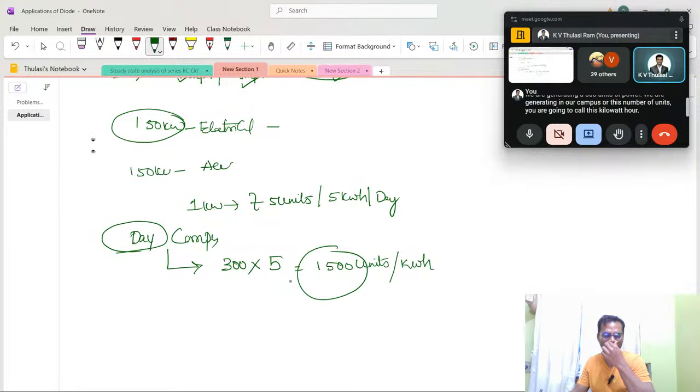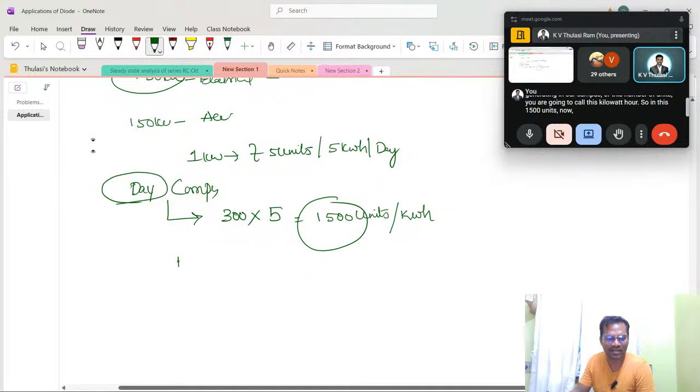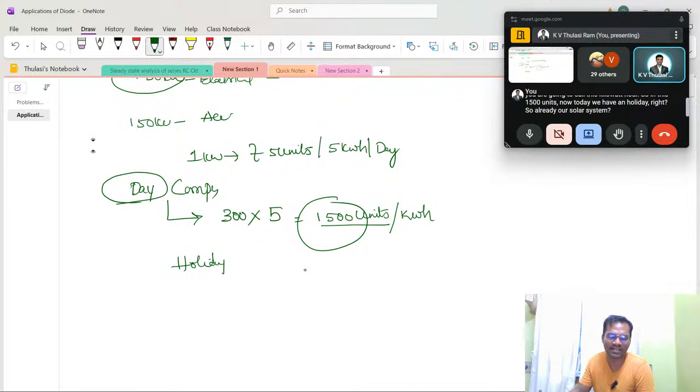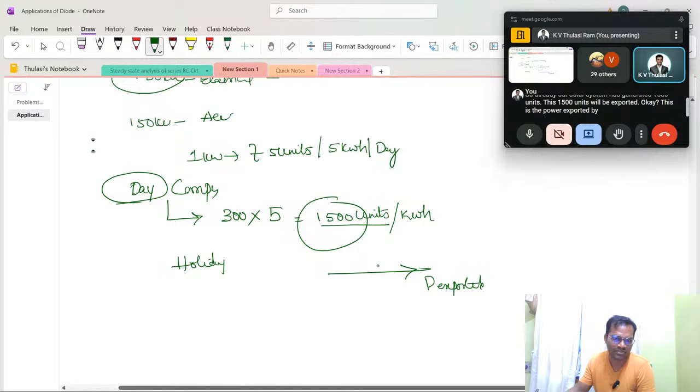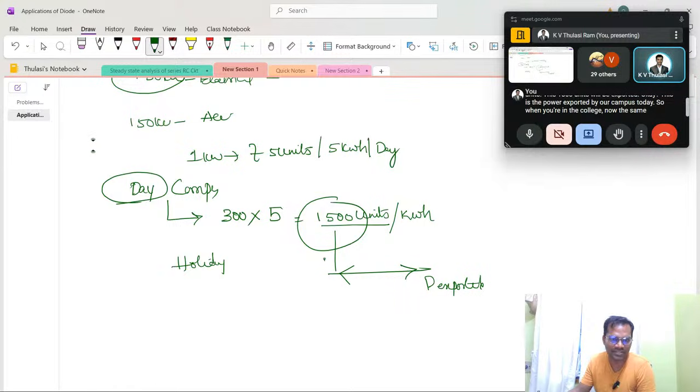Now today we have a holiday, right? So our solar system has already generated 1500 units. These 1500 units will be exported. This is the power exported by our campus today. When you are in the college, the same 1500 units we will be consuming.